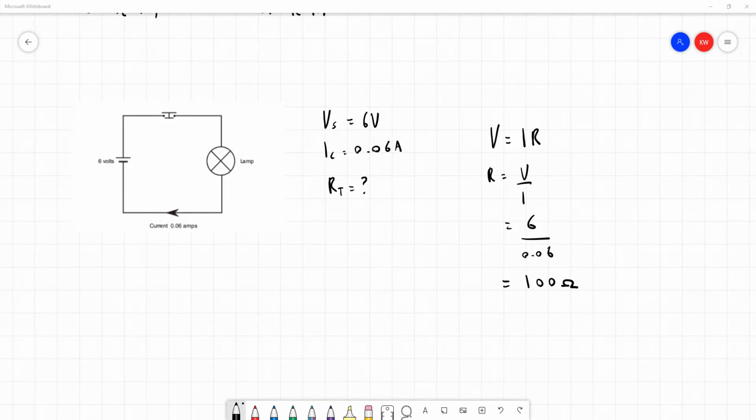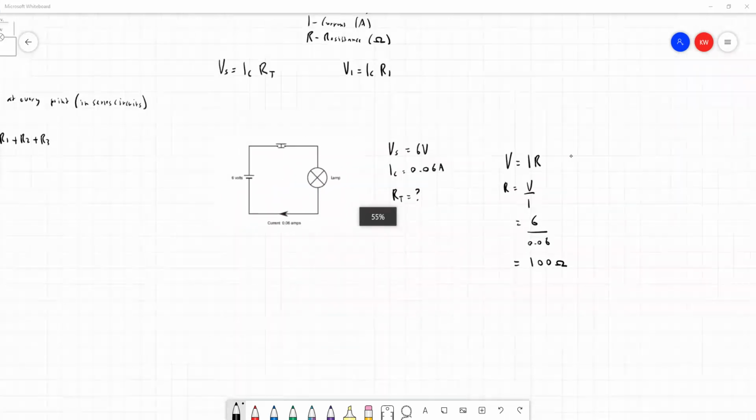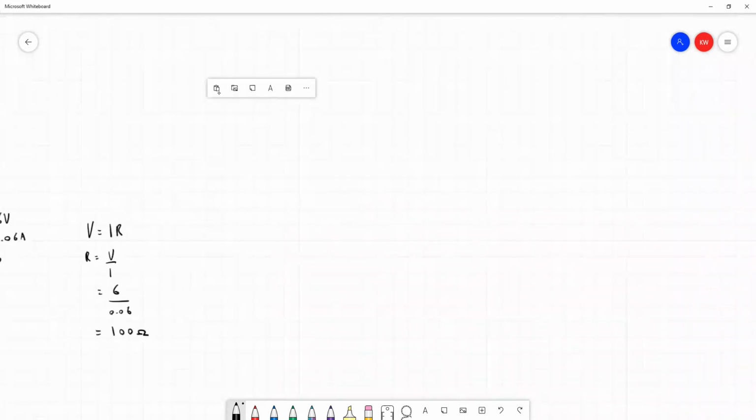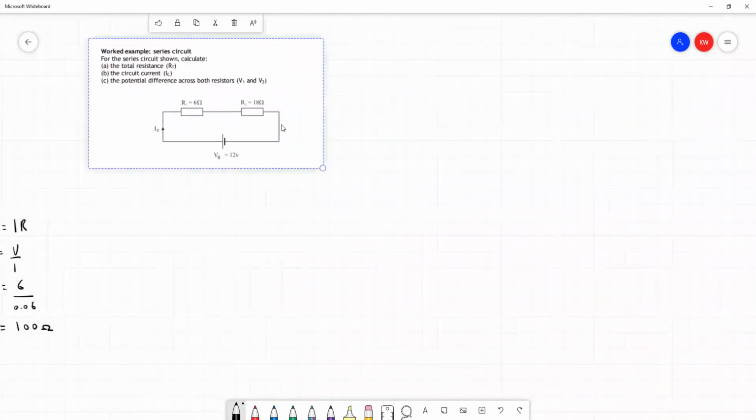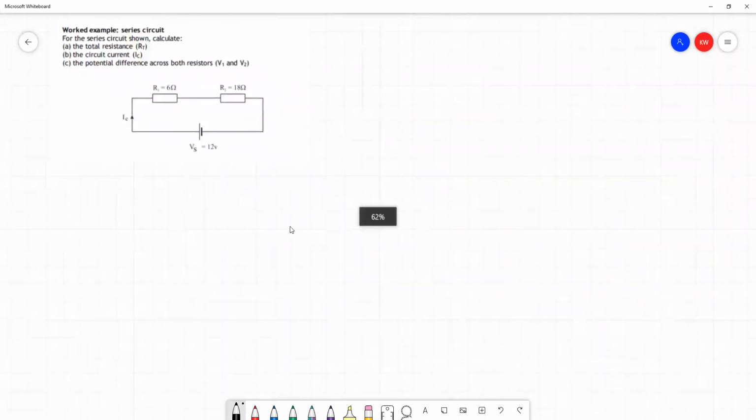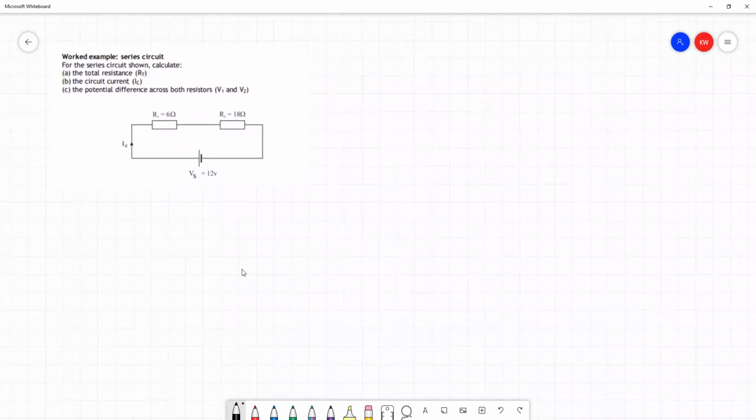Now let's look at a slightly more complicated example from page 27 of the course notes. We'll start it up here. This is a series circuit. We could see that from the diagram even if we weren't told it in the question, but we're asked to find the total resistance, the circuit current, and the potential difference across both resistors. That means the voltage dropped across each resistor. So let's have a look at how we can find out this information.